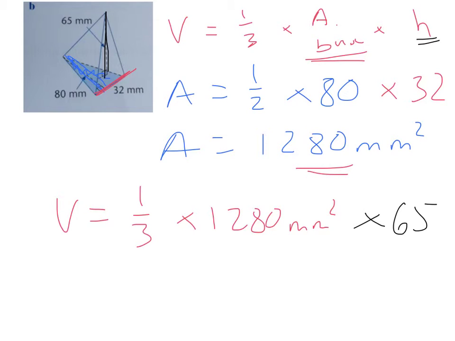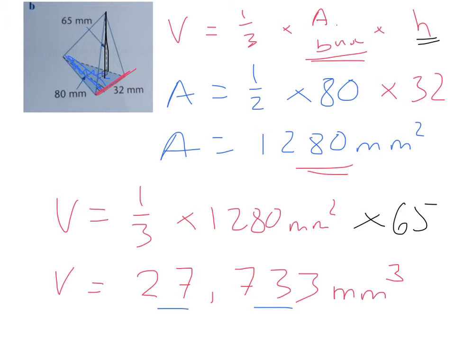So just have 1/3 times 1,280 times 65, and that's going to be a pretty big number because it's in millimeters. So it's going to be, our volume of this whole is going to be 27,733 millimeters, cubic millimeters, right? Because that would have been square millimeters times millimeters would be cubic millimeters. So this is our result for this question.